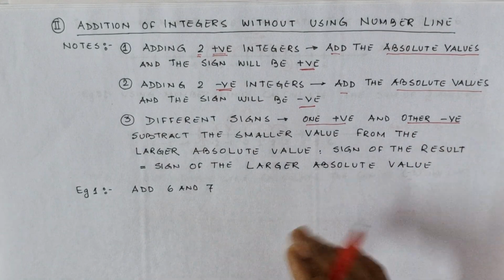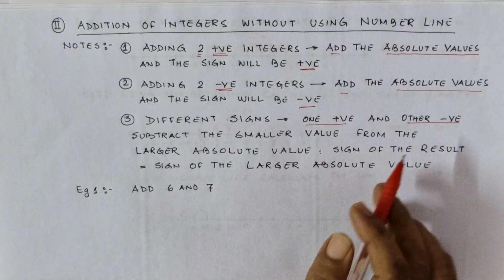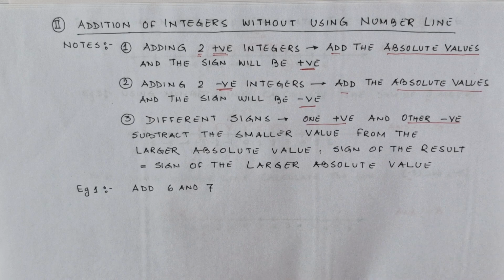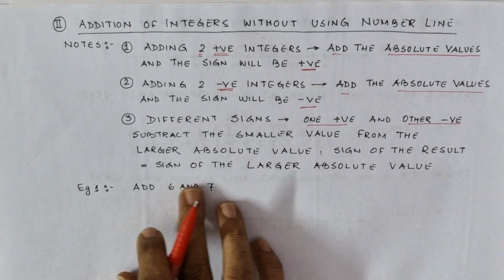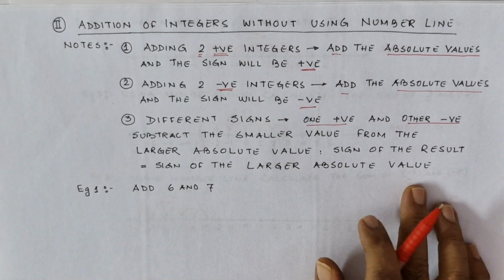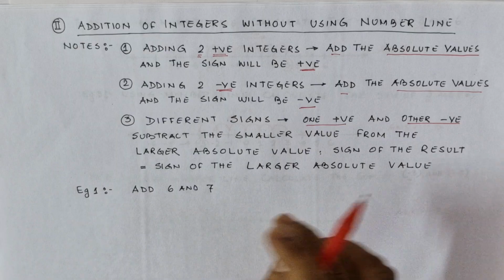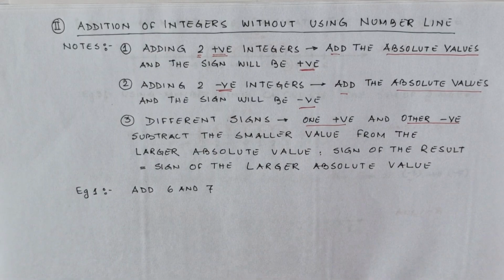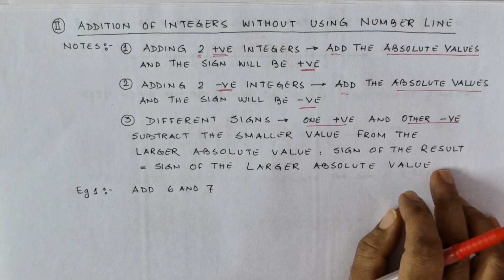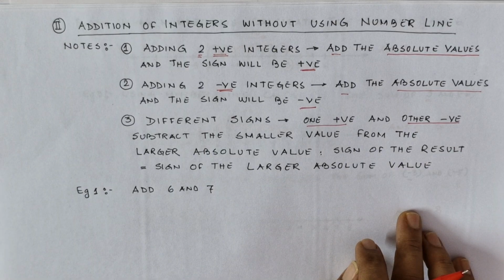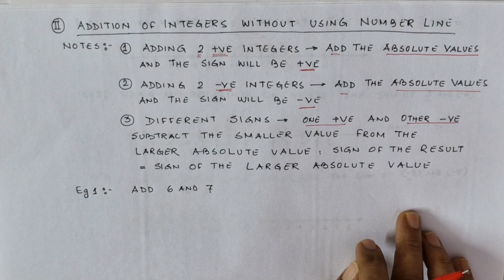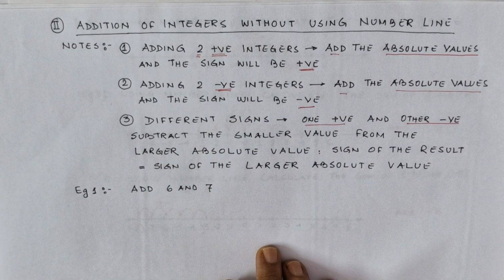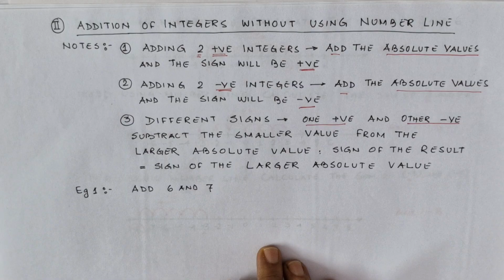So what you need to do, find out their absolute values, subtract the smaller value from the larger absolute value. Got it? And the sign of the result will be the sign of the larger absolute value. If the larger absolute value is minus, put a negative sign. If the larger absolute value is positive, then put a positive sign before the result. So let's see how we follow these three rules in working out certain cases.